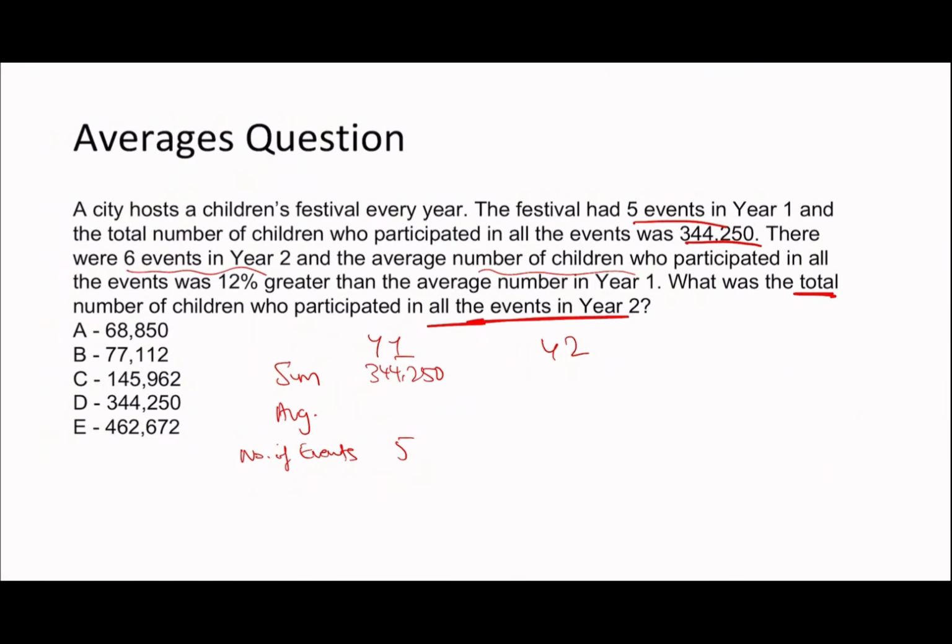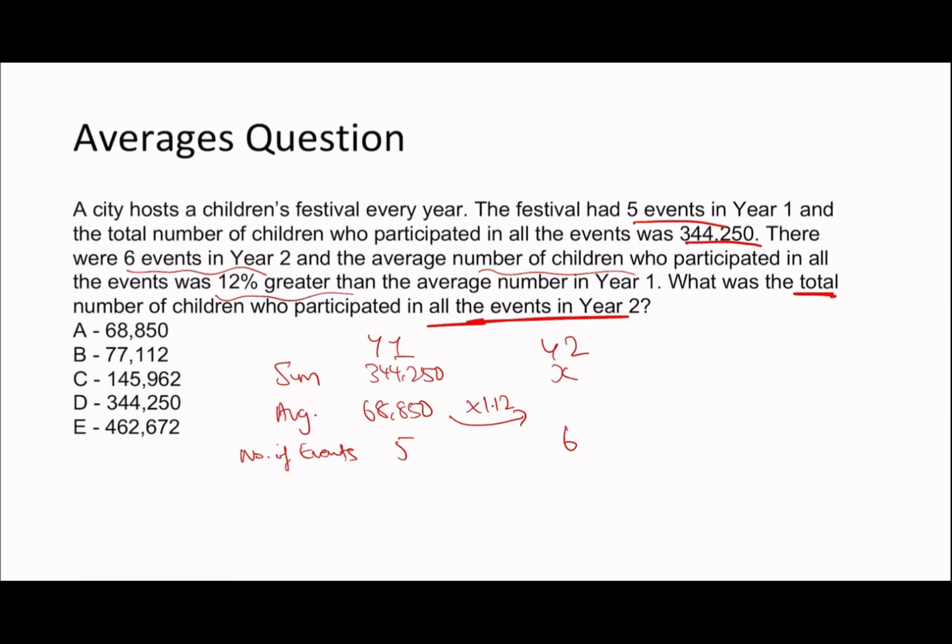Sorry, my calculator's messing up. 68,850. But what do we know? The average number of children who participated in all the events was 12% greater in year 2 than in year 1. And there's 6 events in year 2. You can see there's 6 events in year 2, and the average number of children who participated in all the events was 12% greater. So you multiply this by 1.12.